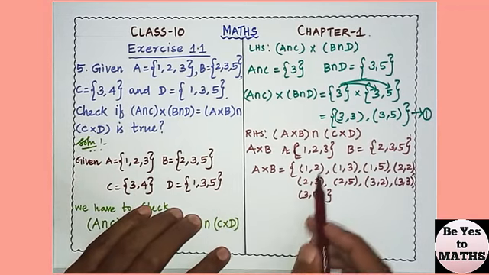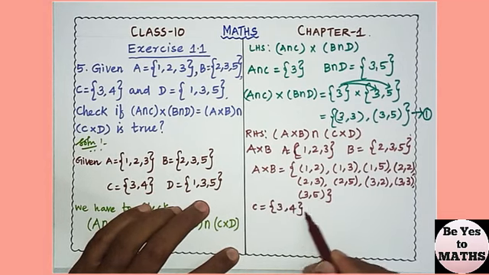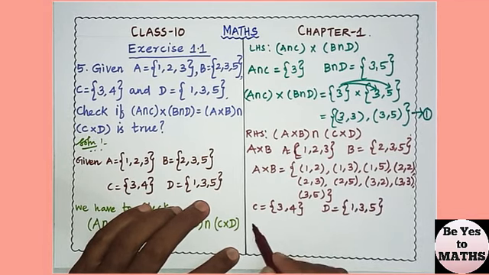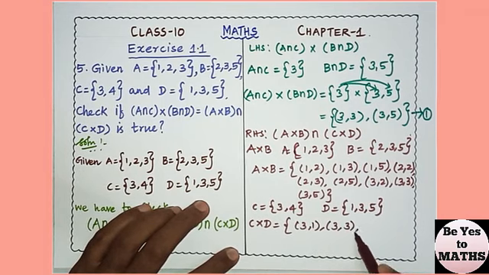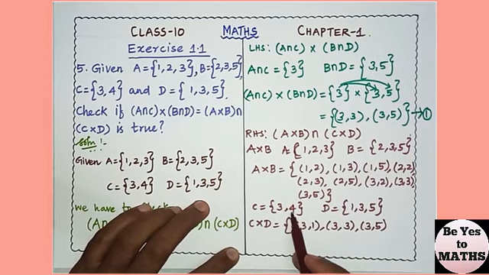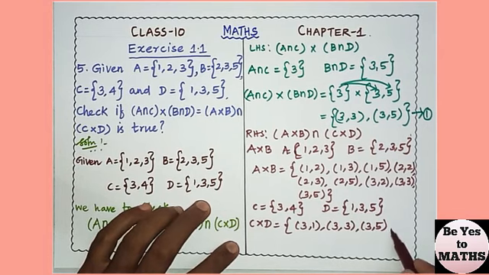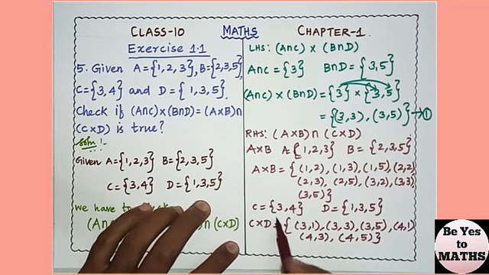Now we'll find out C × D. For that, we'll write the C set. C set is {3, 4} and D set is {1, 3, 5}. Here C × D is (3, 1), (3, 3), (3, 5). Now we'll take element 4 from set C and pair with all the elements in D. So (4, 1), (4, 3), (4, 5). This is C × D.